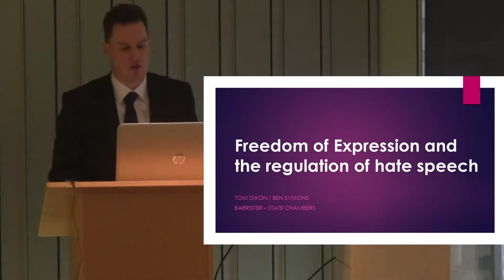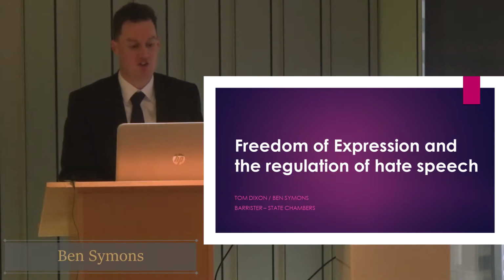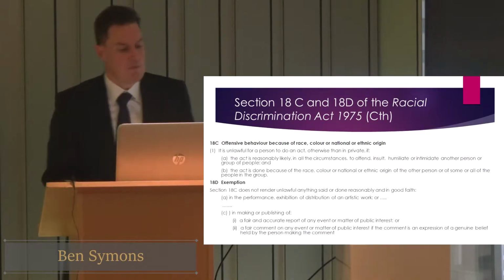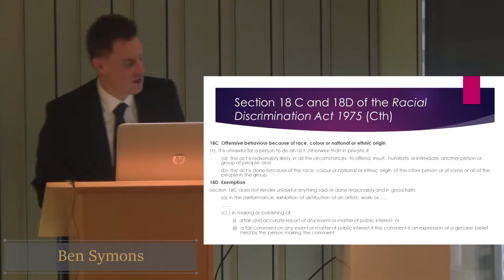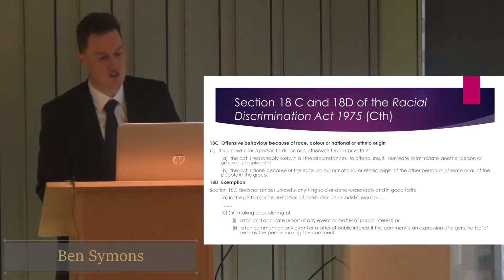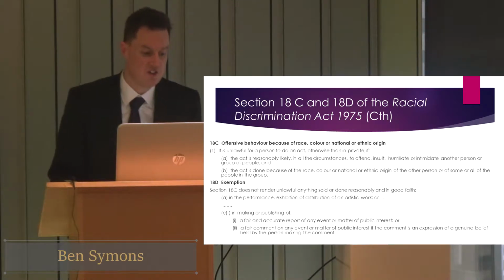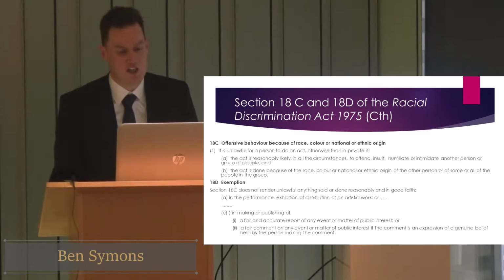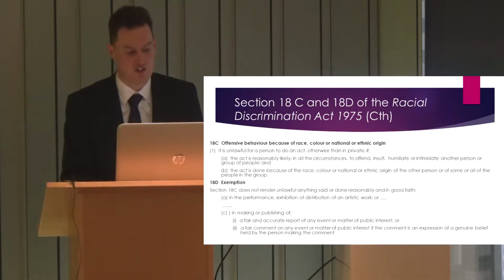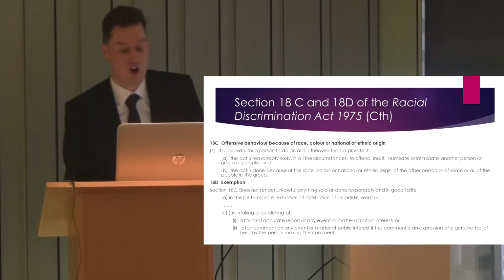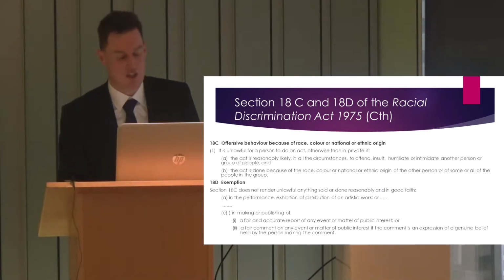Welcome to my presentation on freedom of speech and regulation of hate speech. It focuses mainly on Australia. So section 18C and 18D, you can see the main provisions there. It's unlawful for a person to do an act otherwise than in private if the act is reasonably likely in all the circumstances to offend, insult, humiliate, or intimidate a person or a group of people based on their race or ethnic group. Then in section 18D, there's a defence. Section 18C doesn't render anything unlawful if it's done reasonably and in good faith in the performance of an artwork, or in making or publishing something that is a fair and accurate report of a matter in the public interest, or fair comment of a matter in the public interest.